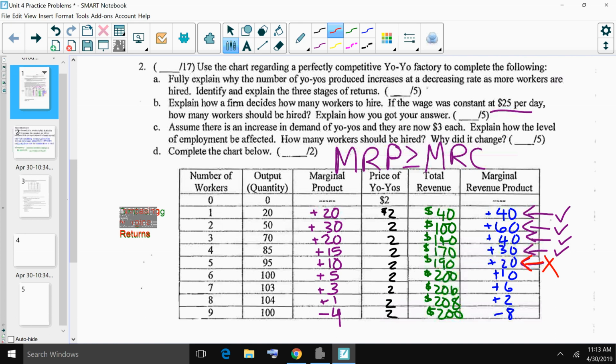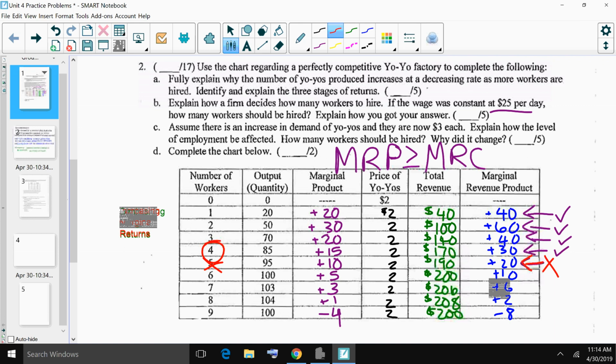So that means how many workers would we hire? We would hire 4 workers. We would not hire the 5th. Okay? So using the MRP equals MRC rule, we hire 4 workers because at 4 workers, MRP is 30, MRC is 25, and that is the best or most profit maximizing way to hire our workers.